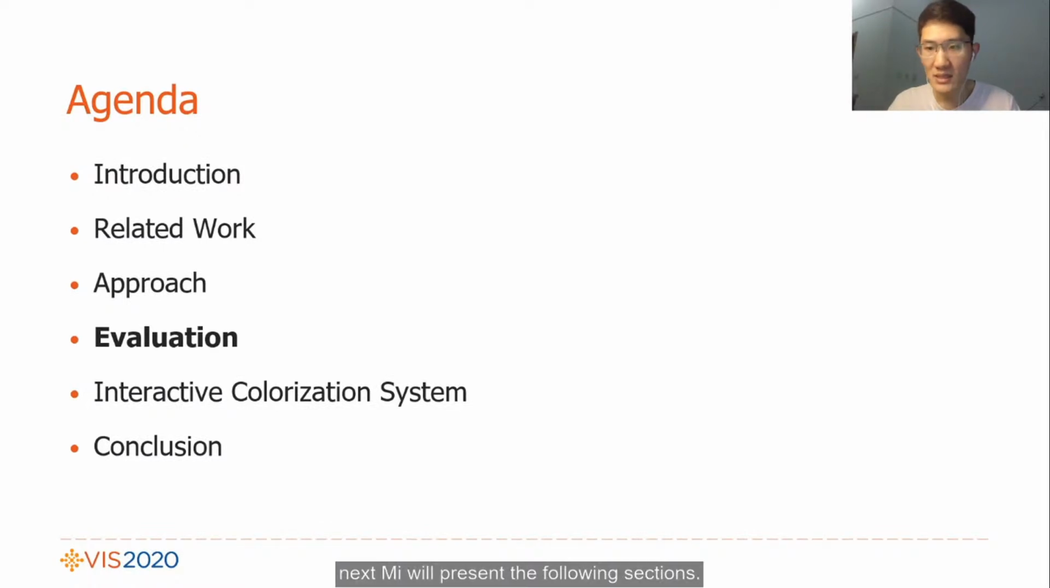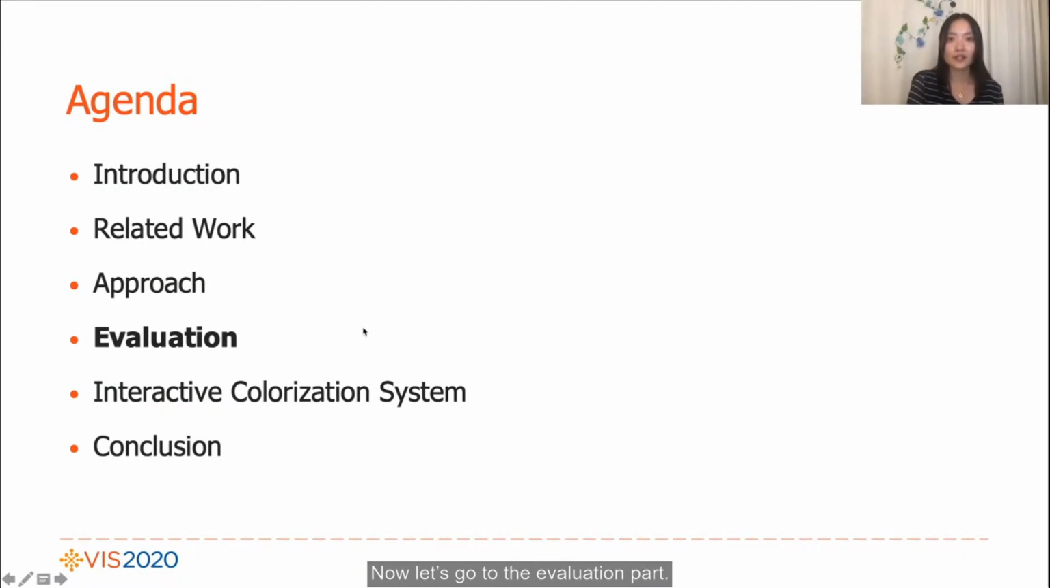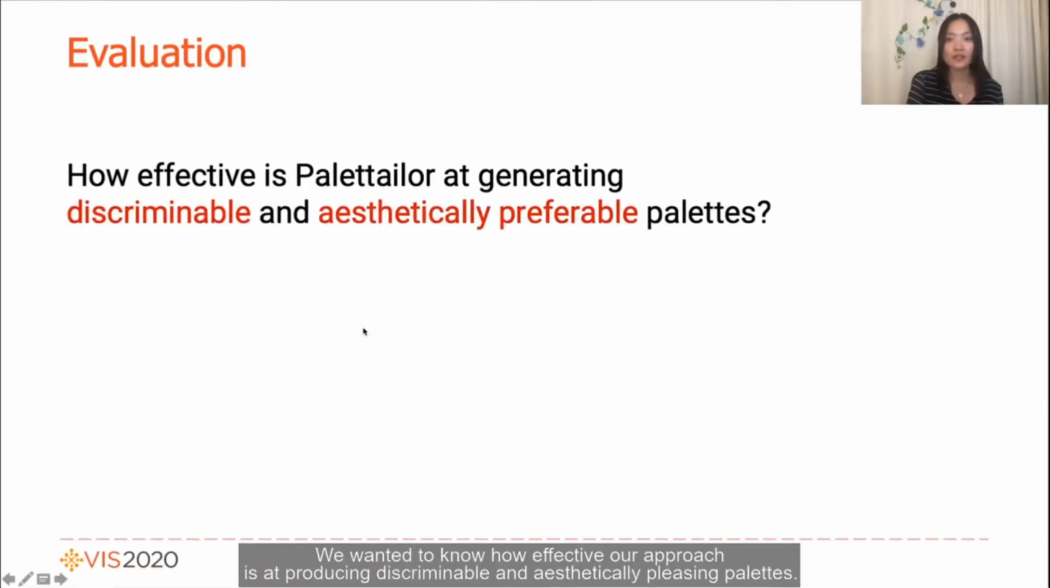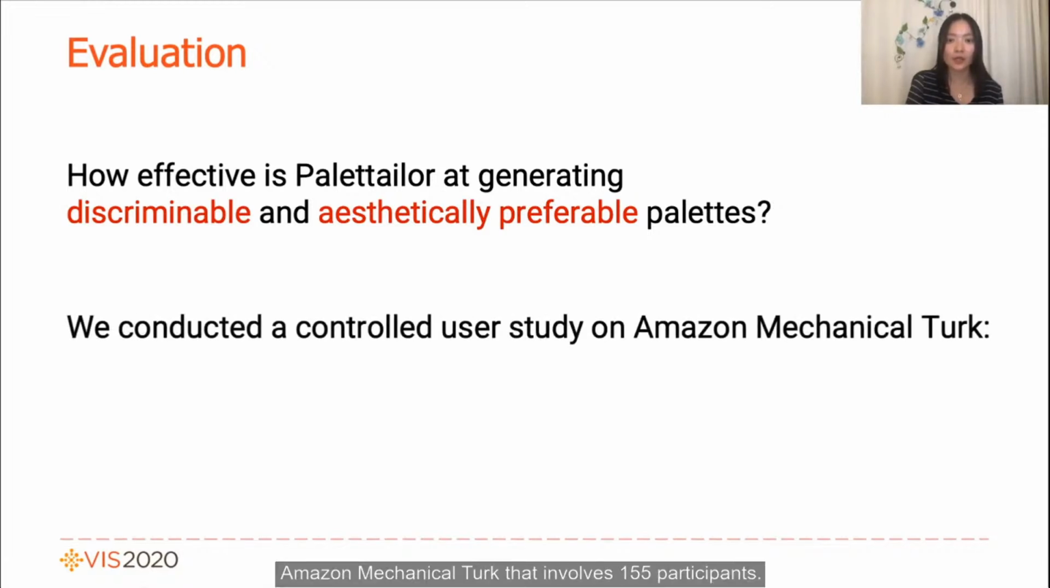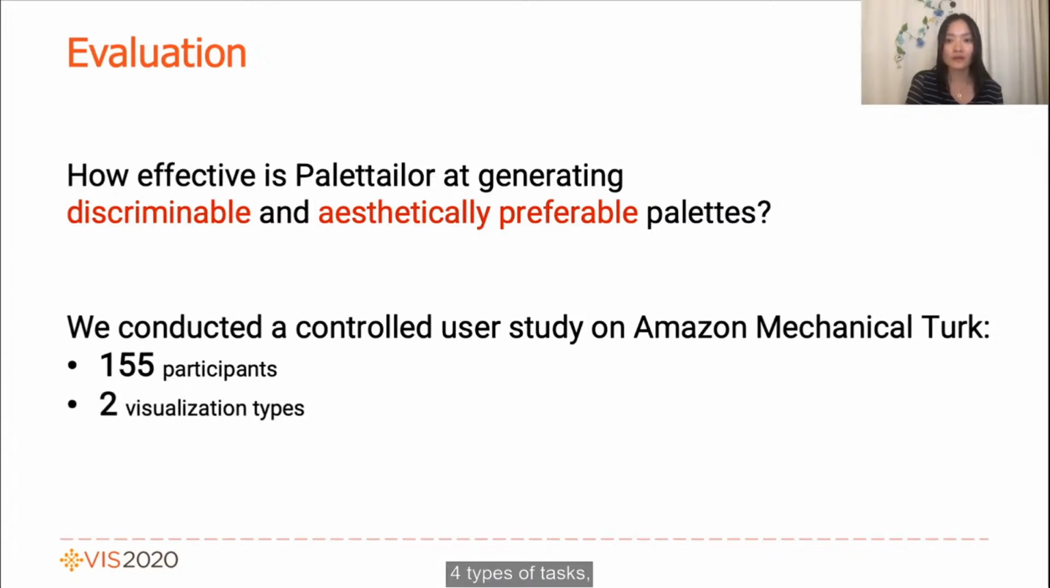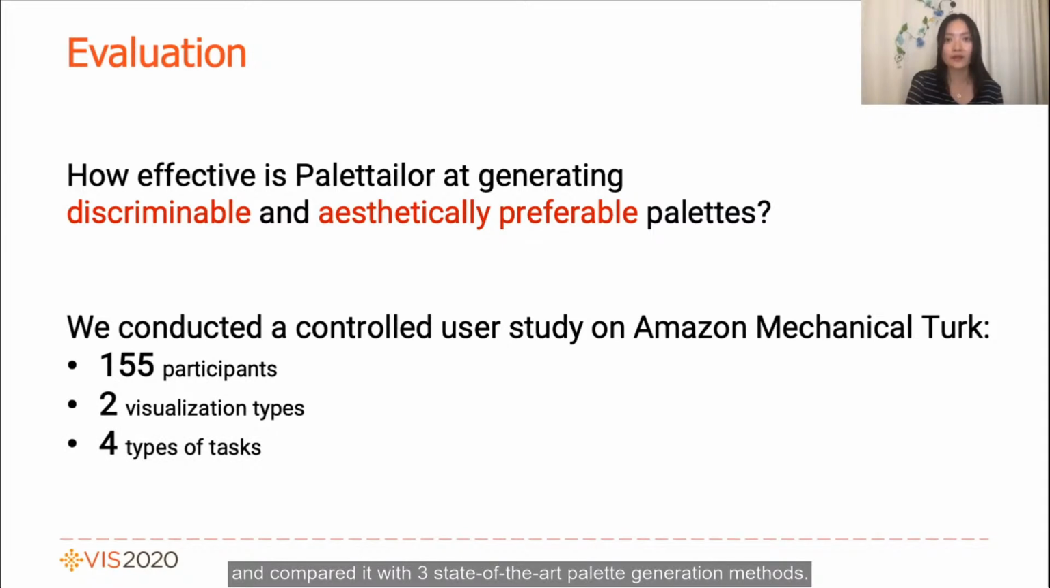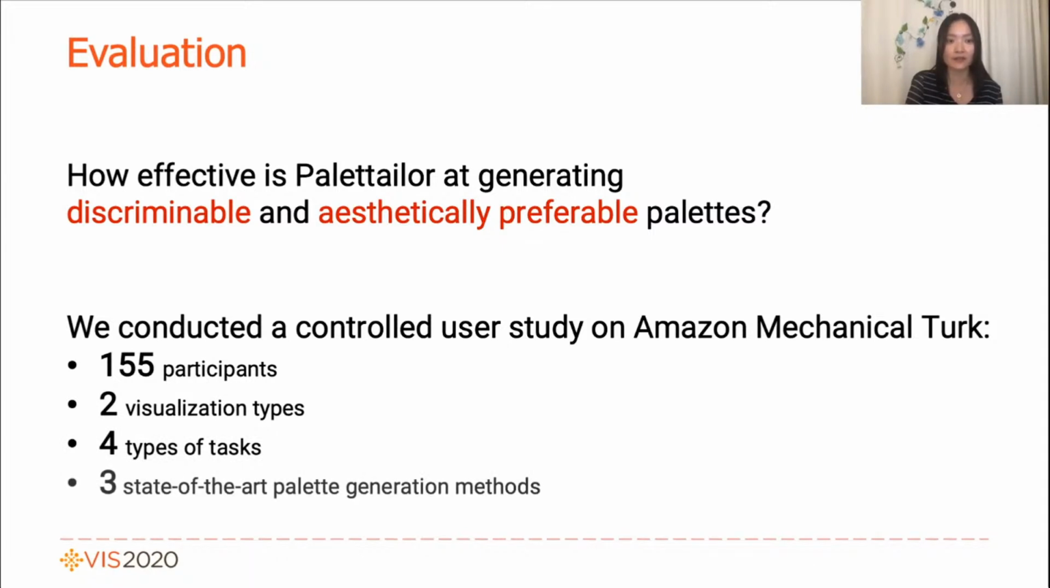Next, we will present the following sections. Now let's go to the evaluation part. We wanted to know how effective our approach is at producing discriminable and aesthetically pleasing palettes. So we conducted a user study on Amazon Mechanical Turk that involves 155 participants. We tested out Palettailor on 2 visualization types, 4 types of tasks, and compared it with the 3 state-of-the-art palette generation methods.